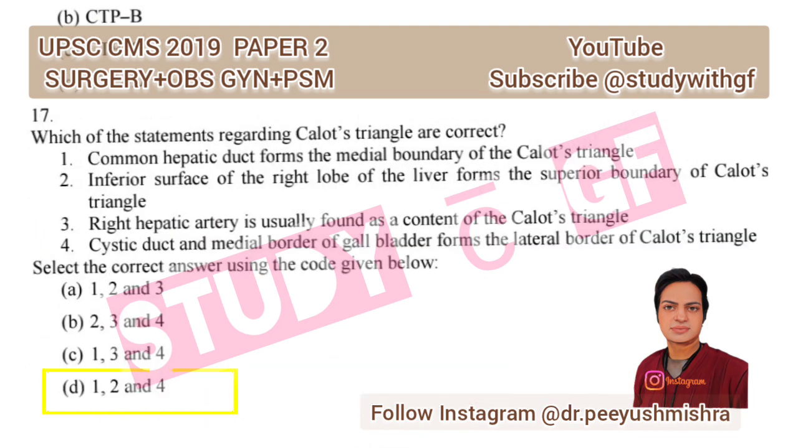Which of the statements regarding Calot's triangle are correct? Common hepatic duct forms the medial boundary of the Calot's triangle. Inferior surface of the right lobe of the liver forms the superior boundary of Calot's triangle. Cystic duct and medial border of gallbladder form the lateral border of Calot's triangle.